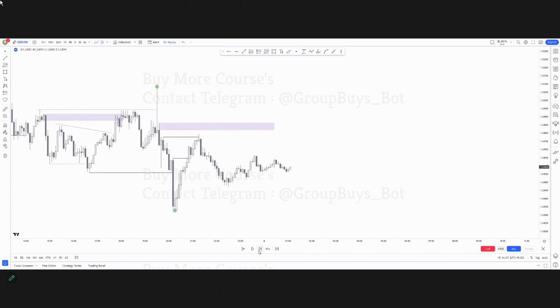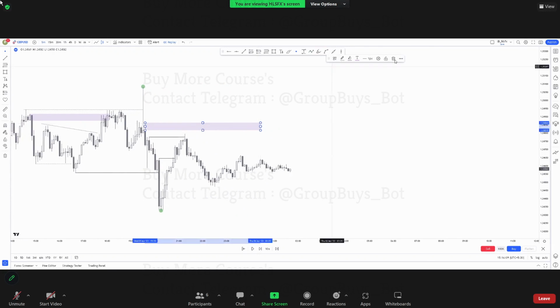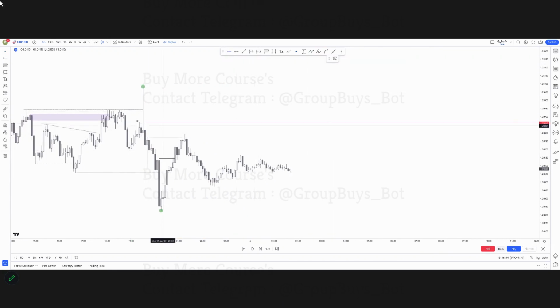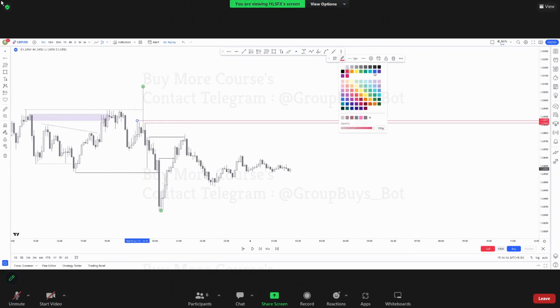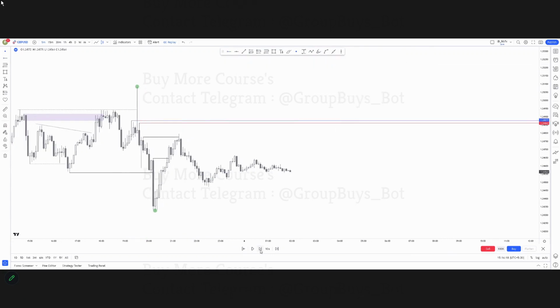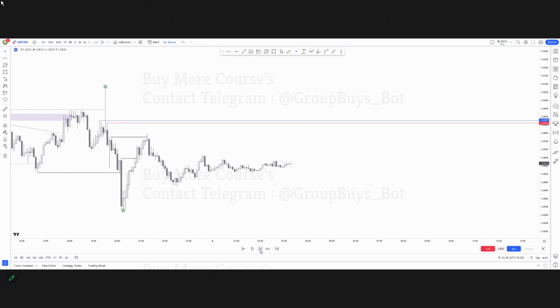Yes, yeah. So now if that is the trap, where do I enter? I will enter above the trap. That's a trap, I give a red line. I will put my stop loss here. Let's wait for the trap to get cleared.